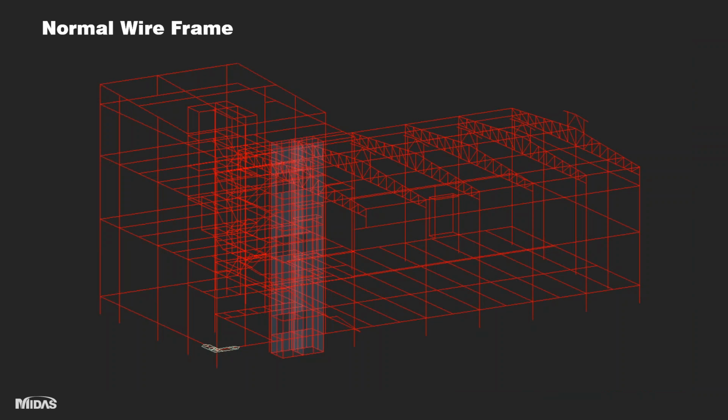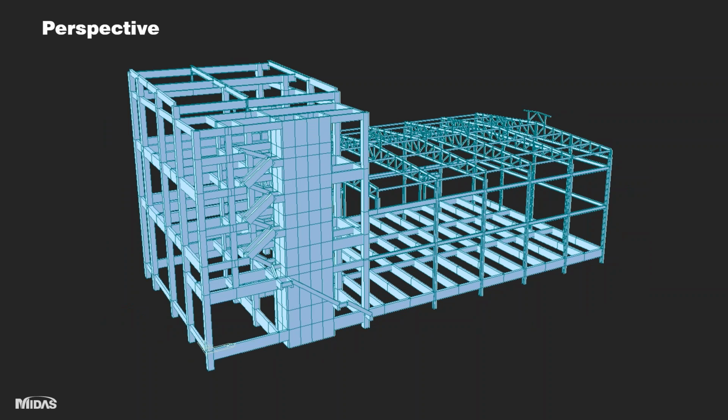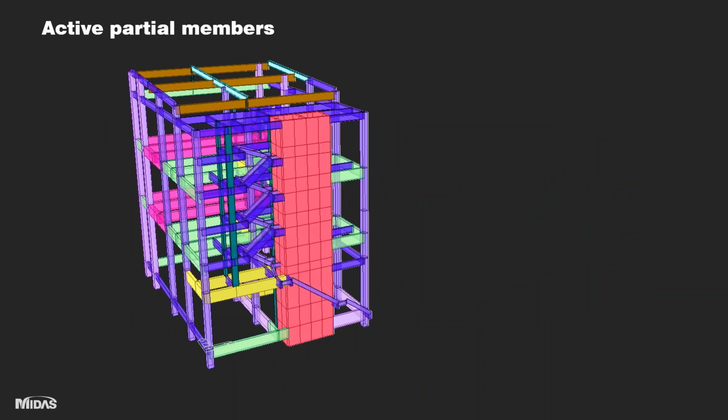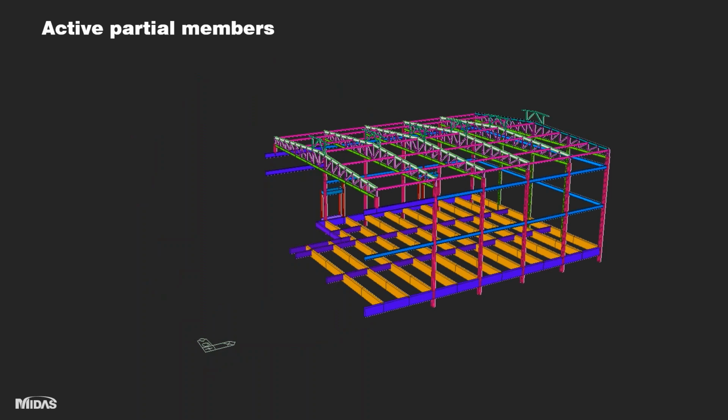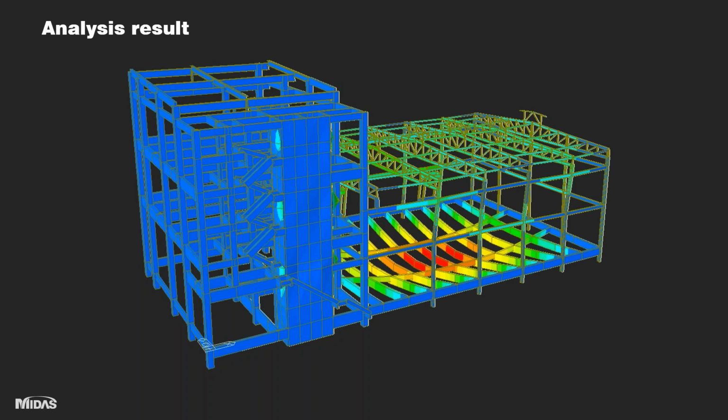Various view modes are also available in MIDAS. This is the normal wireframe view mode. You can also see the hidden section of the structure, and you can see the perspective view mode. You can also see different colors for different section properties or material properties. You can even activate a partial part of the structure and work in a different mode. And in the result part, it will show the deflection in 3D mode, or you can even see the contour for the result.